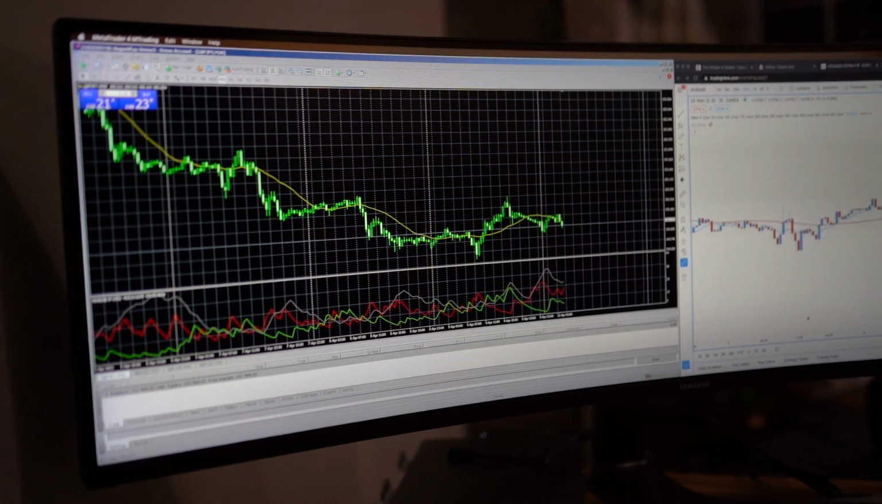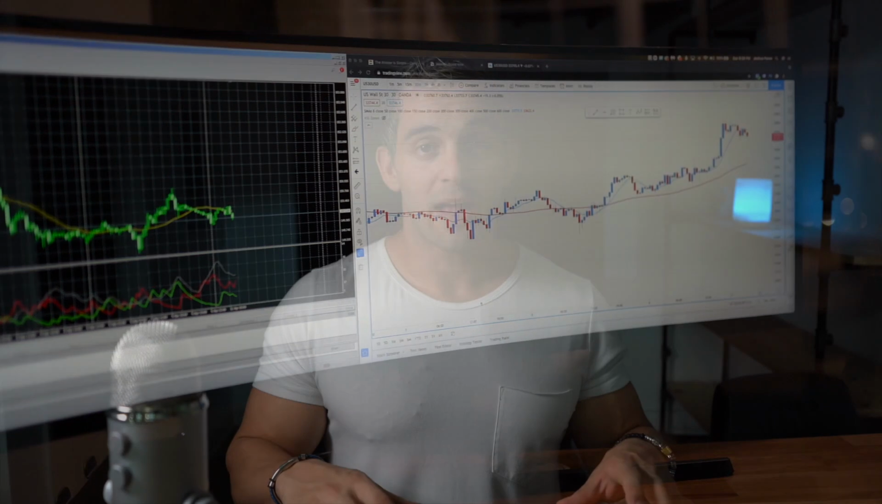Typically while I'm trading, I'll have both TradingView open and MetaTrader at the same time on different screens, and I'll be watching the chart, analyzing the chart through TradingView, but I'll be placing my buy and sell orders on my MetaTrader. So I'm not actually placing any trades through TradingView itself. I'm using it strictly for analysis of the market.